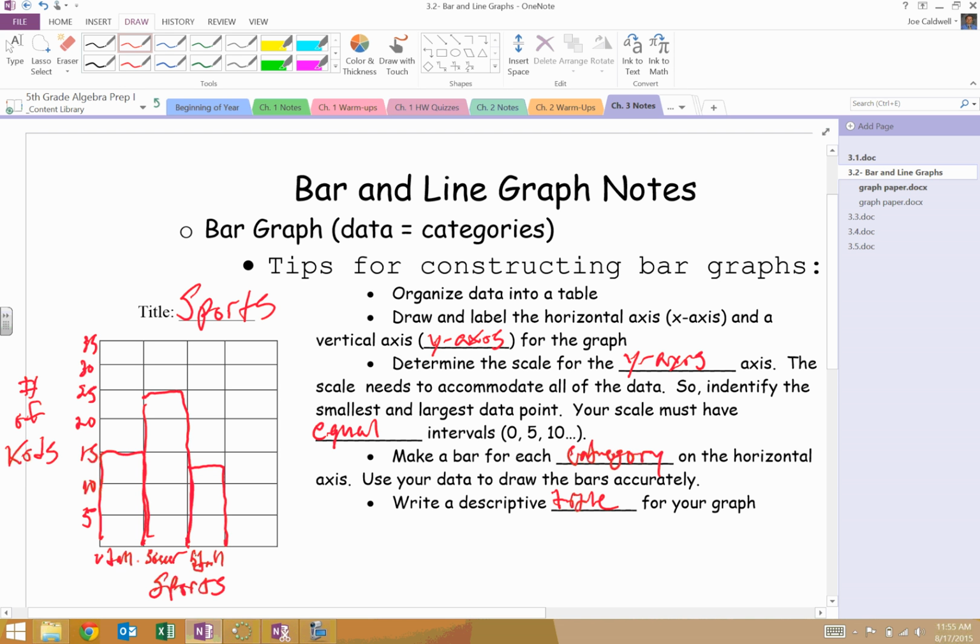But notice on the x-axis, there are no numbers, because those are where the categories go. So that's your cue when you do a bar graph: when you have labels on one side, you have numbers on the other side.